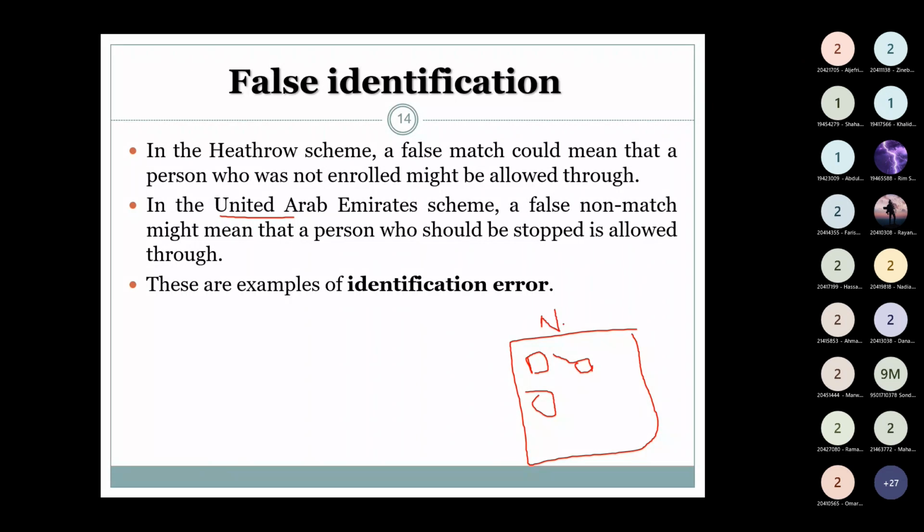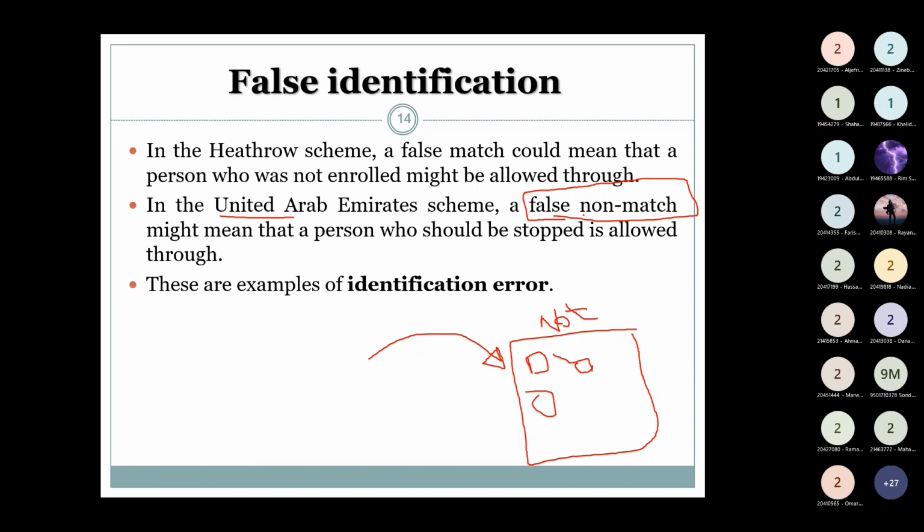So this is the negative identification. We will identify if it is not a member, but it will report yes, it is not a member, although it is the same. So this is the false non-match. Due to this type of error, a person that is not allowed to enter, that should be stopped, will be allowed to enter. So these are our examples of identification errors.